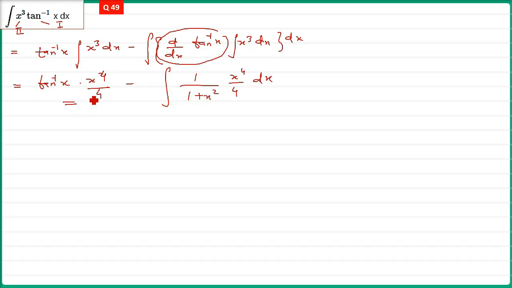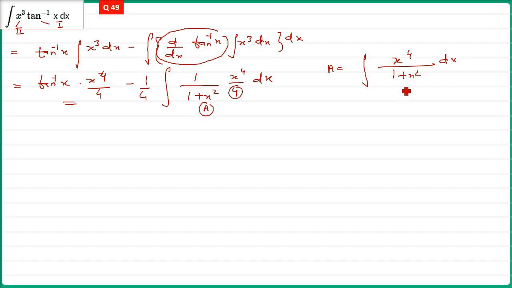Now this first term has already been done, so we will deal with the second term, and that will be done separately. I'm going to show you separately. So I'm taking this 1 by 4 out for the time being. I'm calling this A and integrating it. So we are integrating x raised 4 divided by 1 plus x square in terms of dx.